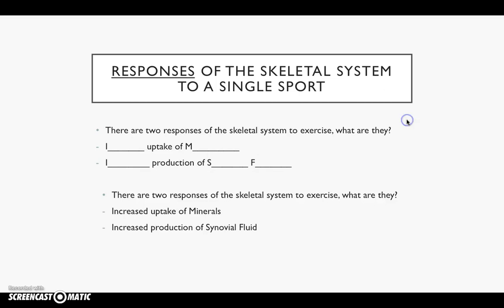So the answers are increased uptake of minerals and increased production of synovial fluid. As soon as we start to exercise, as soon as we go out onto a track and start to jog, we will get an increased uptake of minerals and an increased production of synovial fluid. This should become apparent with regards to the last screencast, where we did synovial joints and looked at the structure of a synovial joint. We looked at the fact that the synovial membrane secretes synovial fluid into the joint. You've got cartilage at the end of either bone, hyaline cartilage. So with regards to synovial fluid, we get an increased production of it.